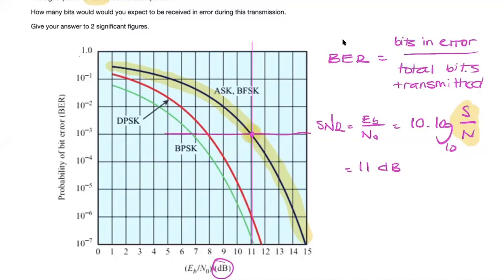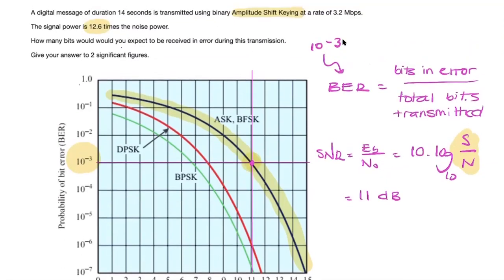So you read that off against the horizontal axis, and you end up with a bit error rate of 10 to the minus 3. So this bit error rate is 10 to the minus 3. That means 1 bit in every 1,000 is received in error. So if you had 1,000 bits, you'd have 1 bit that was in error. So a 1 received as a 0, or a 0 received as a 1. So the question gives you more information than that, actually.